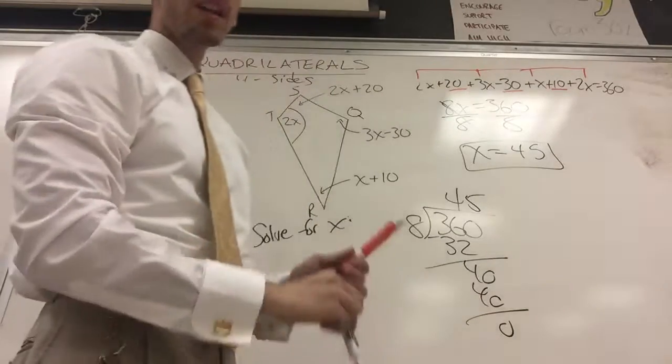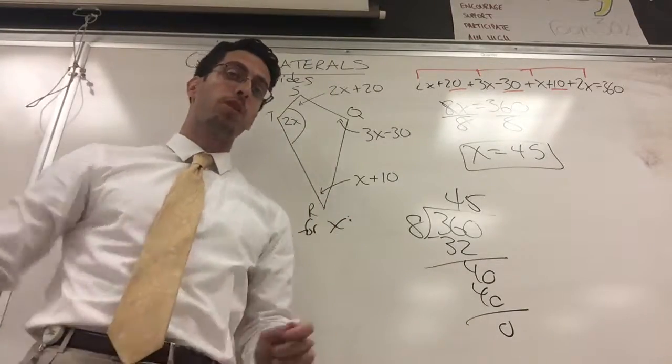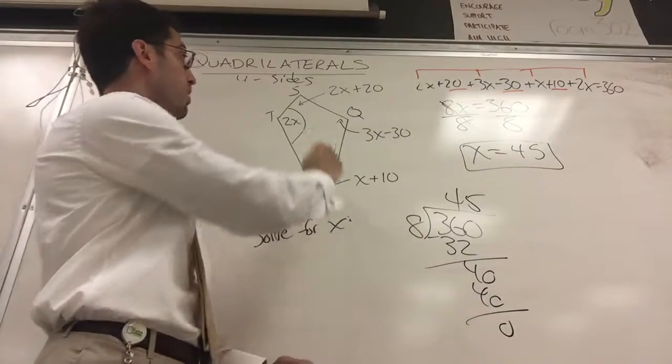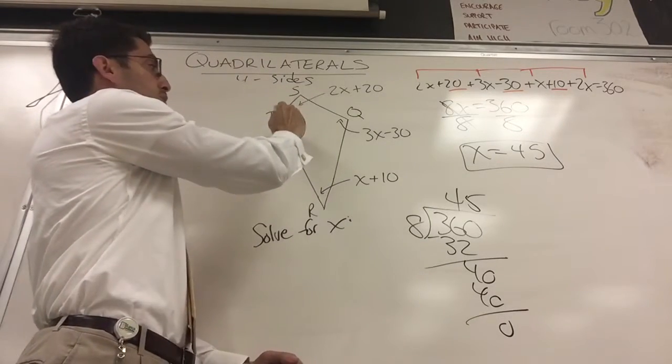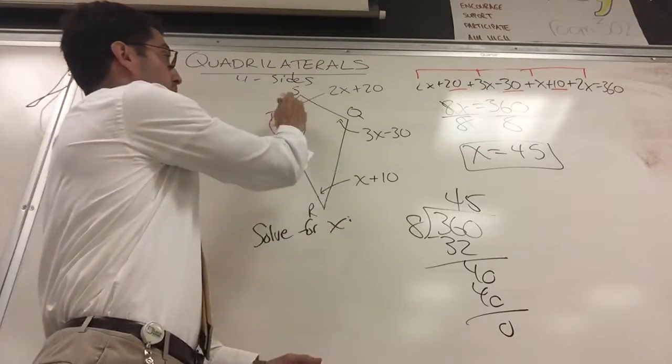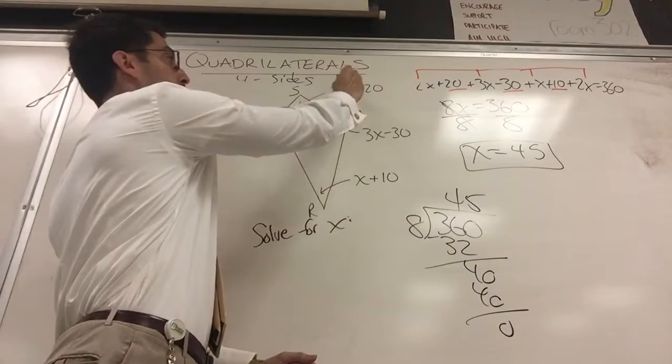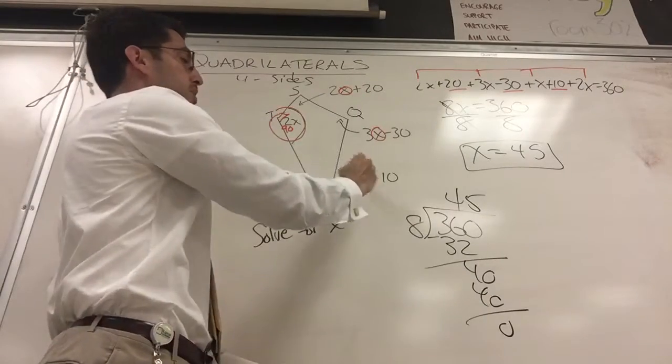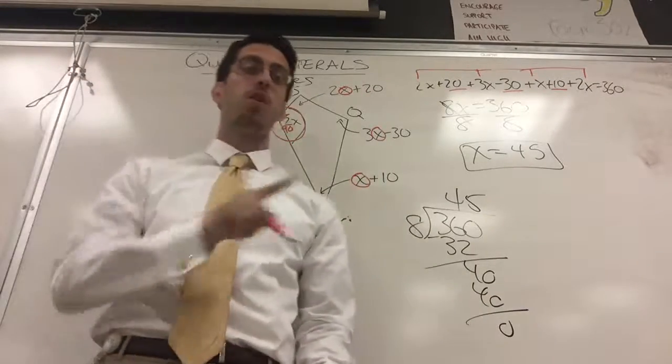And then you would go back, and I'm gonna leave this up to you. You would go back, and if x is 45, this angle is 2 times 45, which is 90. Well, that's poorly drawn then, not drawn to scale. That should be a right angle if it's 90. Plug in 45 here, 45 here, 45 here, and you'll find all your angles.